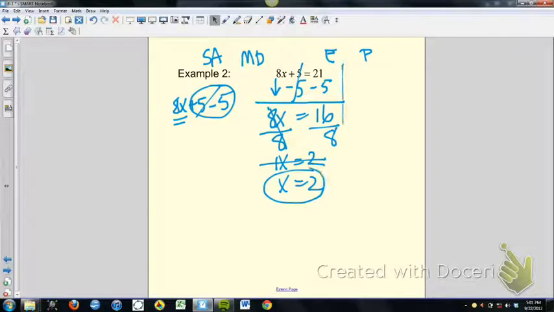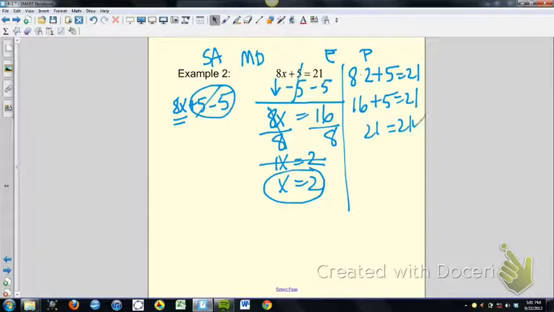And you can certainly put that back in to check. 8 times 2 plus 5 should be equal to 21. That's 16 plus 5 is equal to 21, and indeed, that is right. Okay?